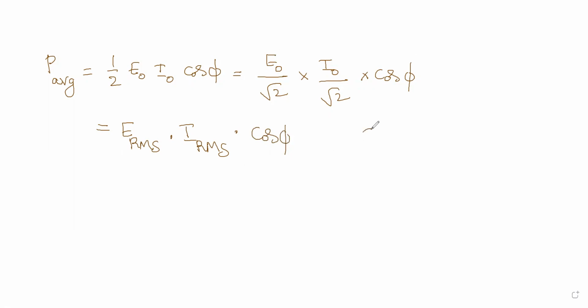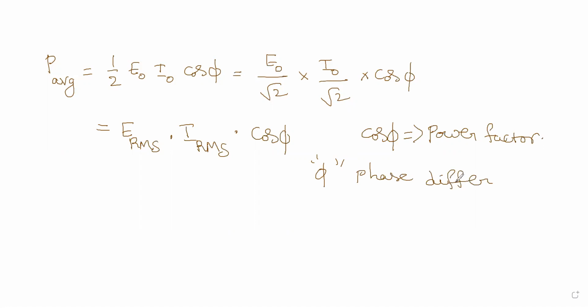Here this cos phi has a special name called power factor, and phi is the phase difference between voltage and current. You can say IRMS and ERMS. So this is how you get it.